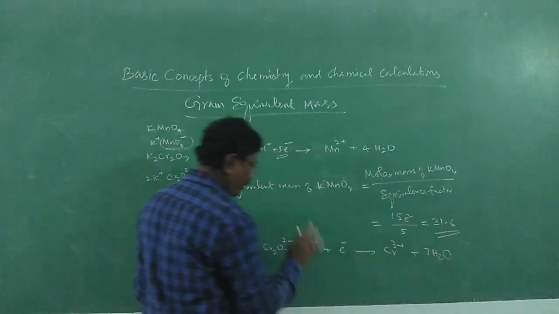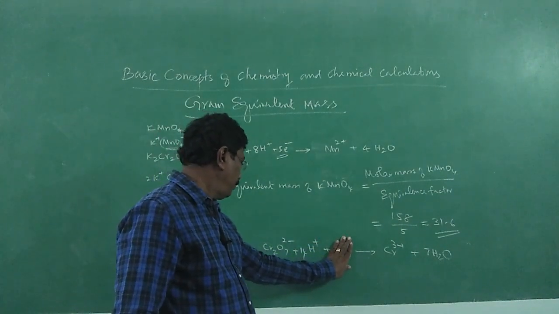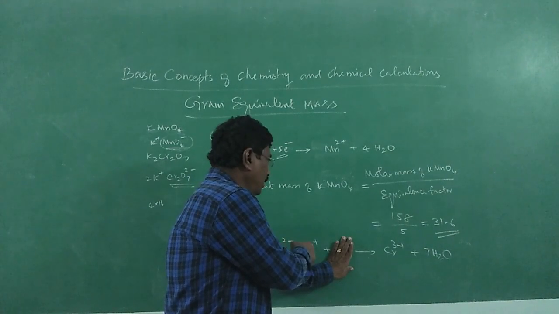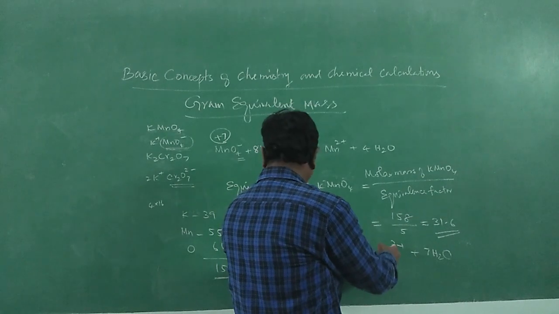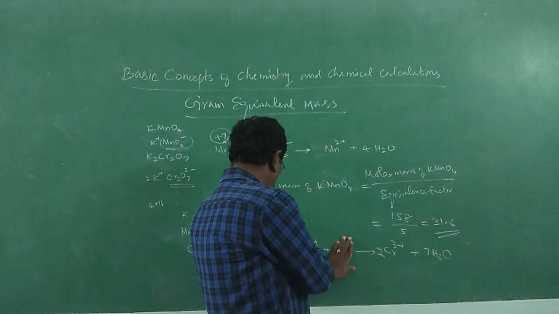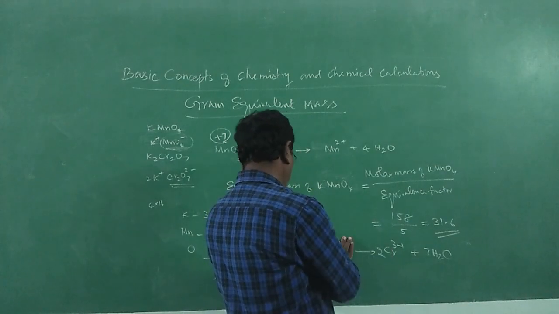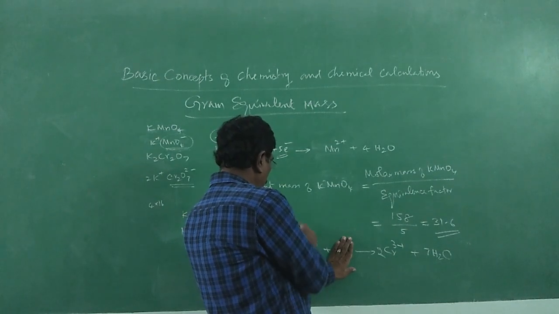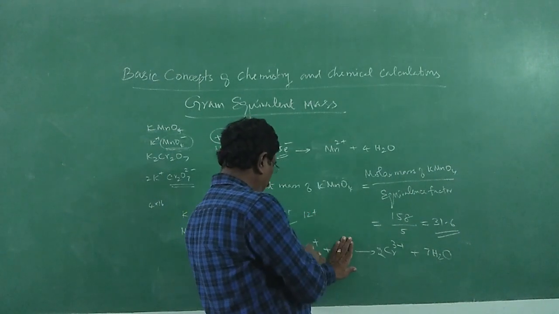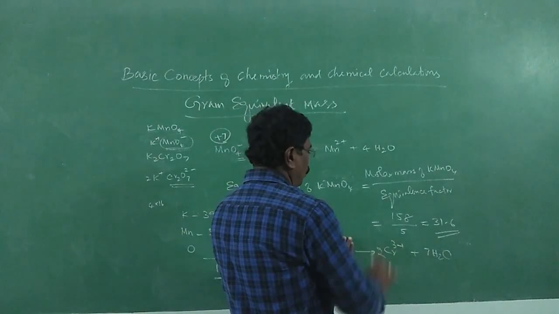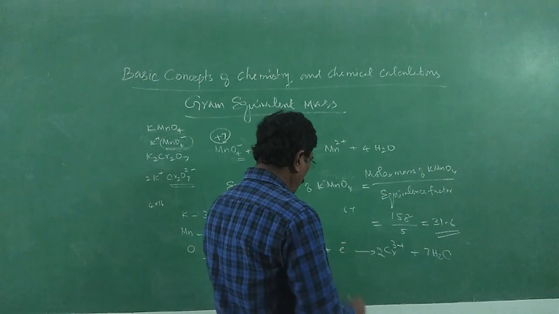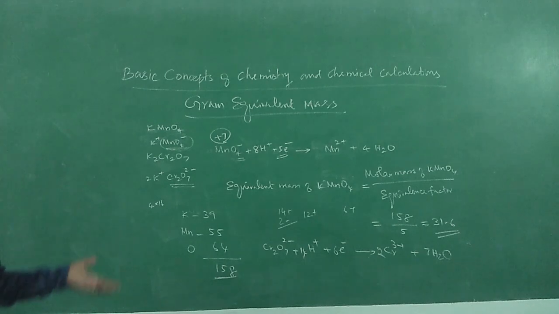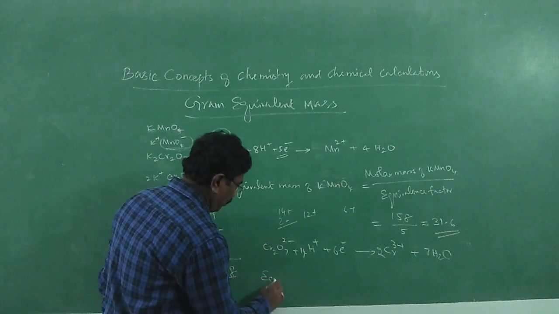Now forget about electrons. 2 minus here, 14 plus here, so 12 positive charges on the reactant side. Here we have 2 chromium, therefore 2 Cr3 plus, which is 6 plus. In the product side also we should have 12, but we have only plus 6. So the remaining 6 should be here: 6 electrons.